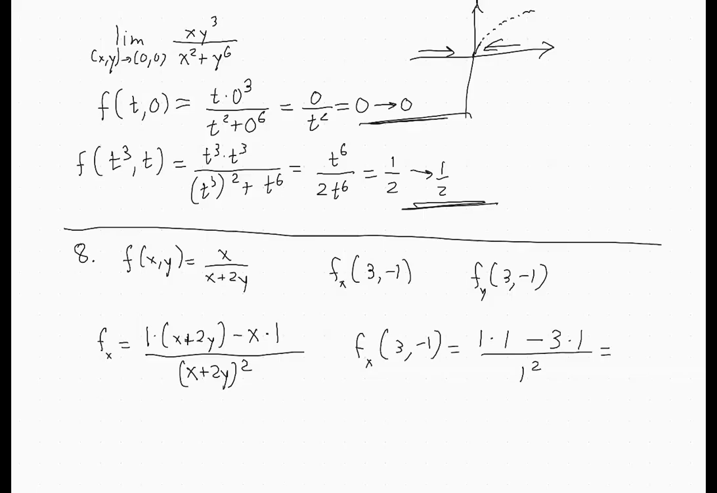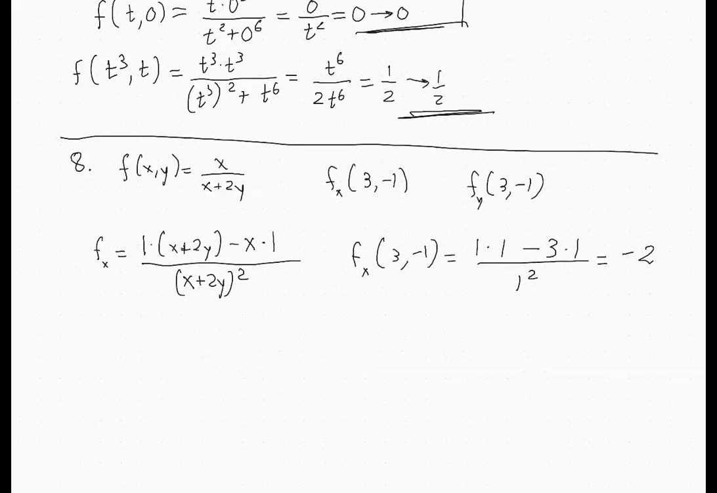And f sub y is minus x over x plus 2y all squared. And you need to multiply by 2. And so f sub y of 3, -1 is going to be, on the top, we're going to get minus 6. On the bottom, again, we have 1 squared, which is -6. And that pretty much does it.